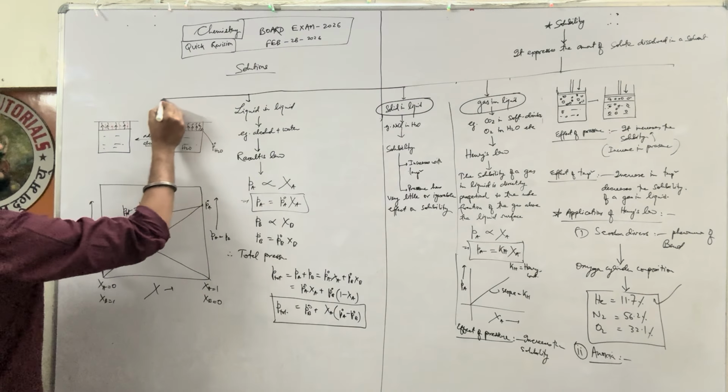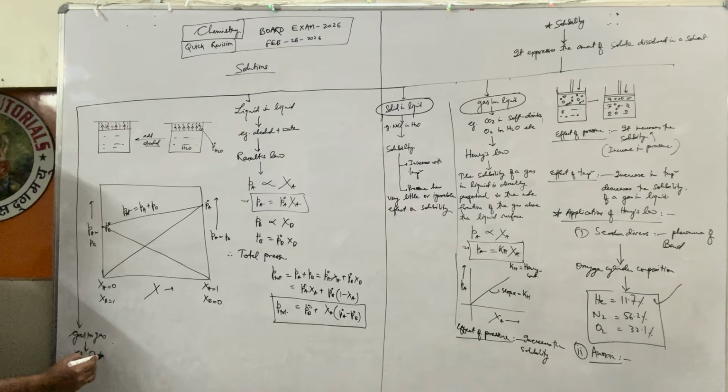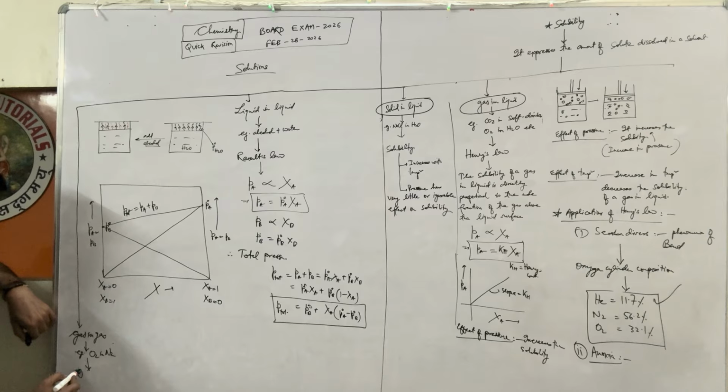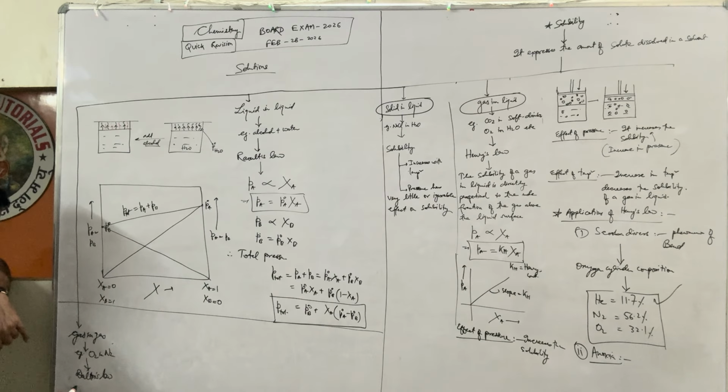The next solubility we can have is of gas in gas, for example O2 in N2, just like our atmosphere. So this is governed by Dalton's law of partial pressure.